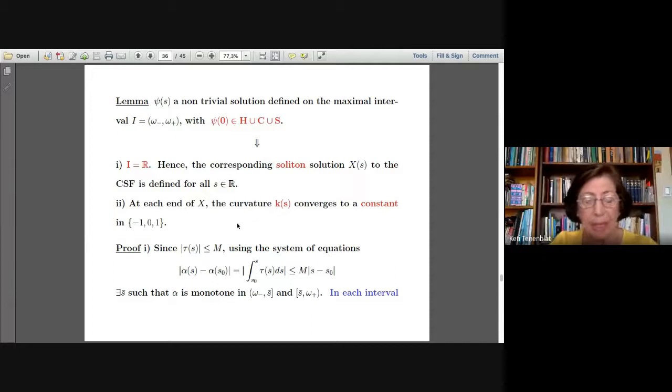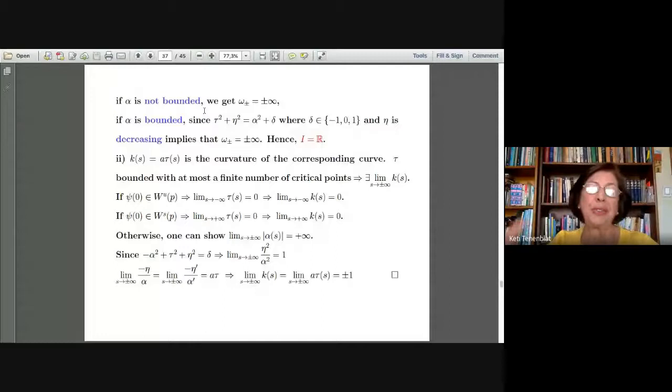Now, how can we prove this? Because we know that tau is bounded, we consider this difference, because of the system of differential equations, you integrate tau, but tau is alpha prime. So you can write this difference of alpha as the integral of tau, and this will be less than or equal to M times s minus s zero. So there exists an s bar such that alpha is monotone on those two half intervals. Now, in each interval, if alpha is not bounded, then we get that the extremes are plus or minus infinity. If alpha is bounded, then because of this algebraic expression here, and because eta is decreasing, this will imply that omega plus or minus will be plus or minus infinity, and the interval of definition is the whole real line.